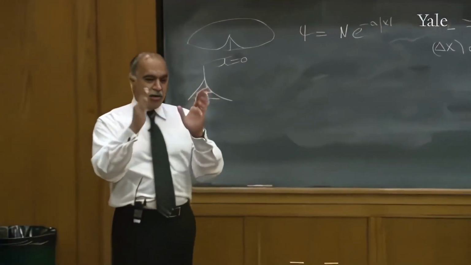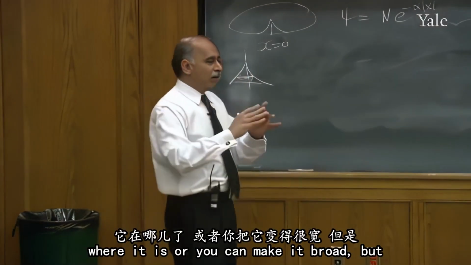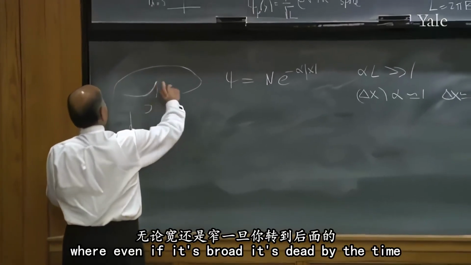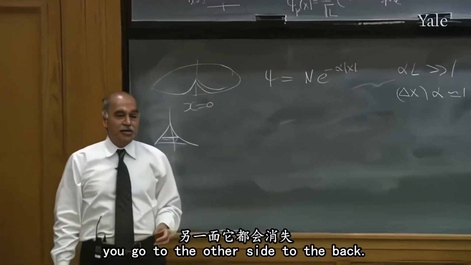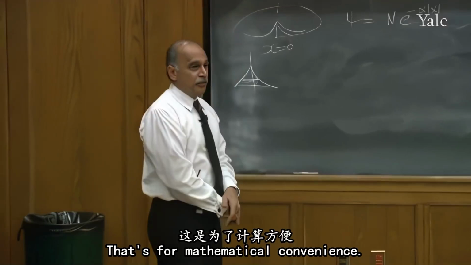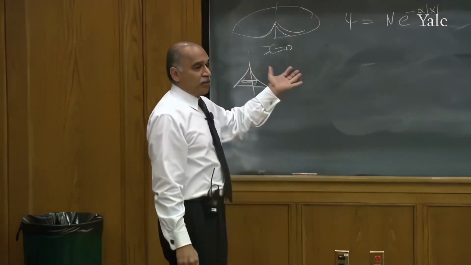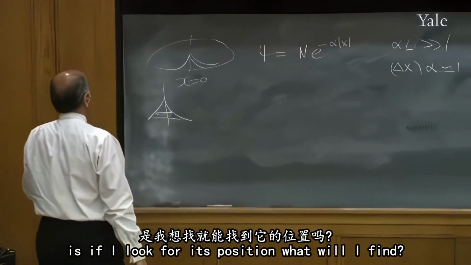So you can make it very narrow in space, so you know pretty much where it is, or you can make it broad. But I want to consider only those problems where even if it's broad, it's dead by the time you go to the other side, to the back. That's for mathematical convenience. So this is the state. And I want to ask myself any question we can ask. First question I can ask is, if I look for its position, what will I find?